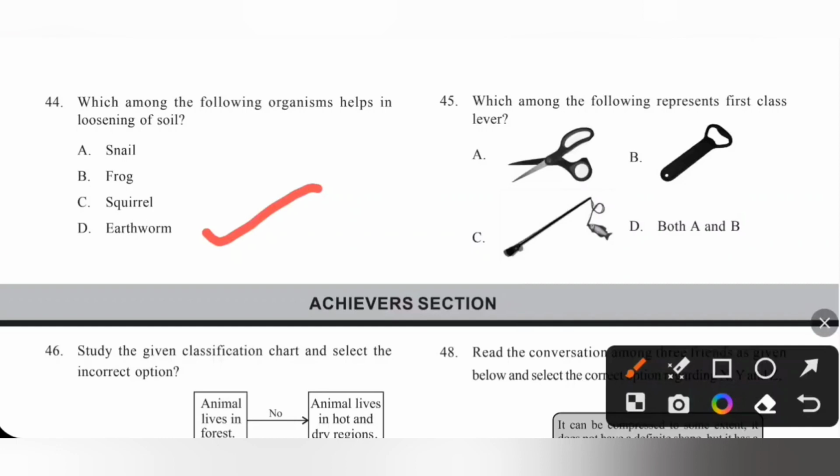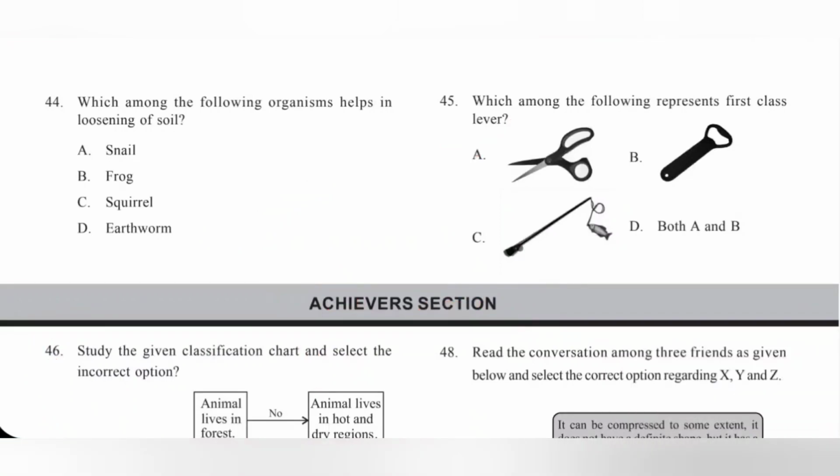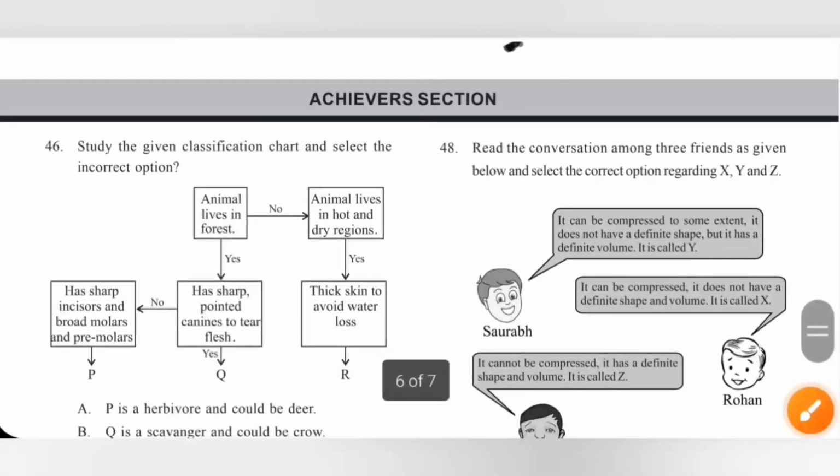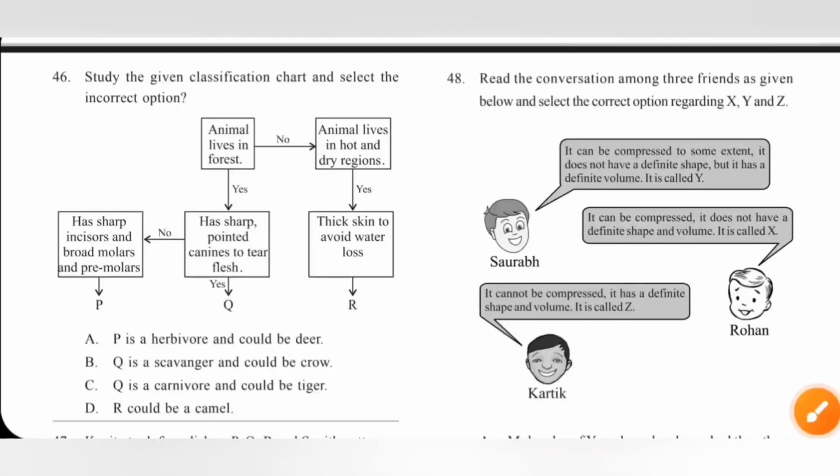Which among the following represents first class lever? In the first class lever, the fulcrum is located between the effort and the load. A pair of scissors is an example of first class lever. So option A is the correct answer. Next, Achiever section 46.